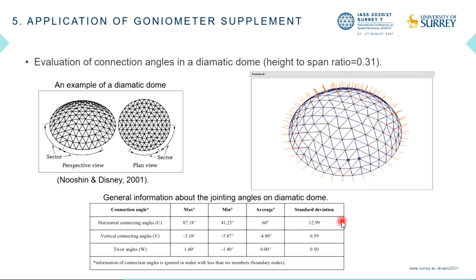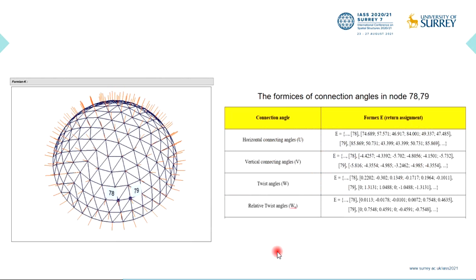For example, connection angles are evaluated in a diamatic dome using the goniometer supplement. This figure shows the studied diamatic dome with node vectors, which is generated using the goniometer supplement in Formian-K software, and this table also provides information on the range of variation of angles in this dome.